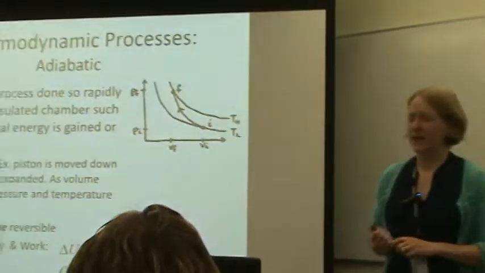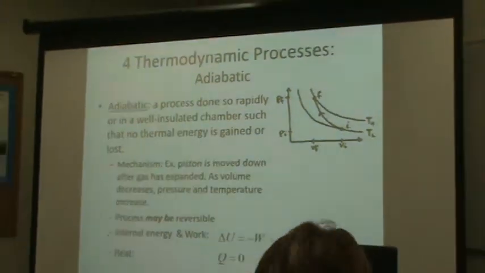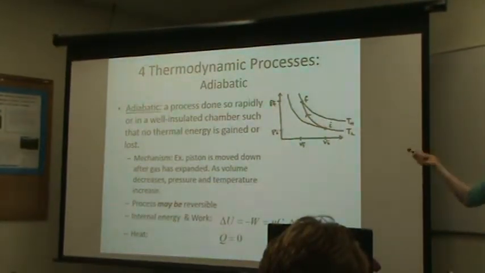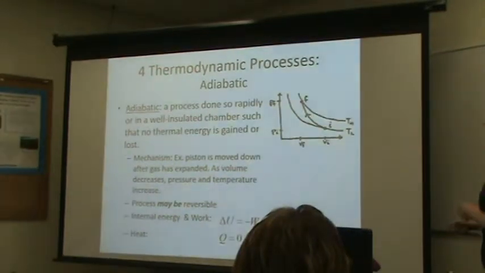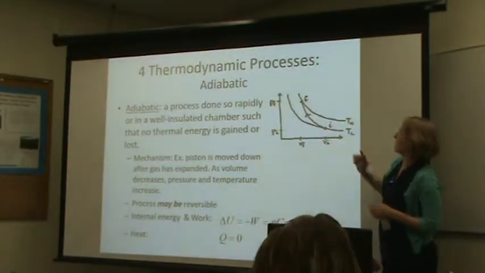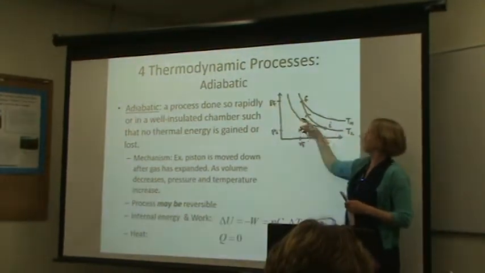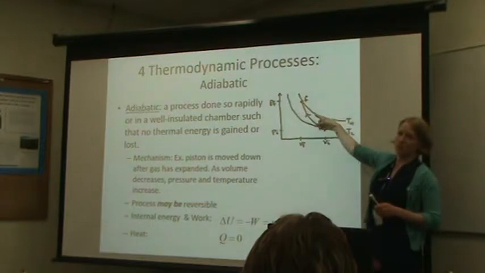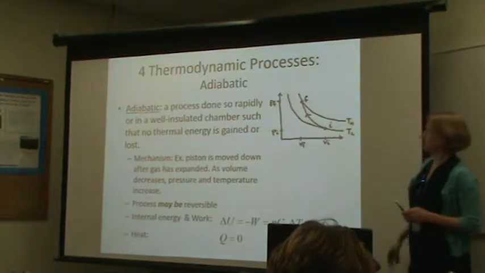So adiabatic is what happens when a process or gas changes so rapidly that, well, what does this say? No thermal energy is gained or lost. But it also means that your pressure and your volume and your temperature are all changing simultaneously. So our graph here looks a lot like an isotherm, but if you show the isotherms, you can see that we've jumped between isotherms, so there's a change in temperature, a change in pressure, and a change in volume.